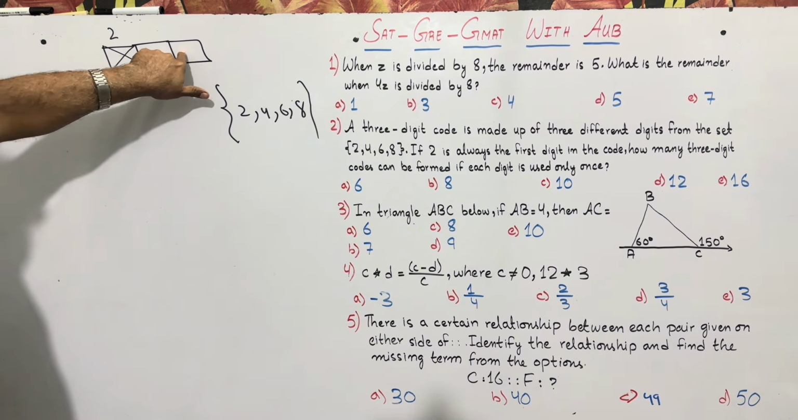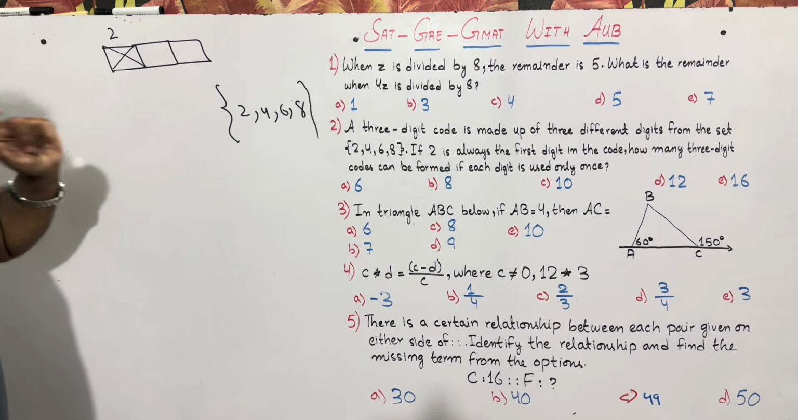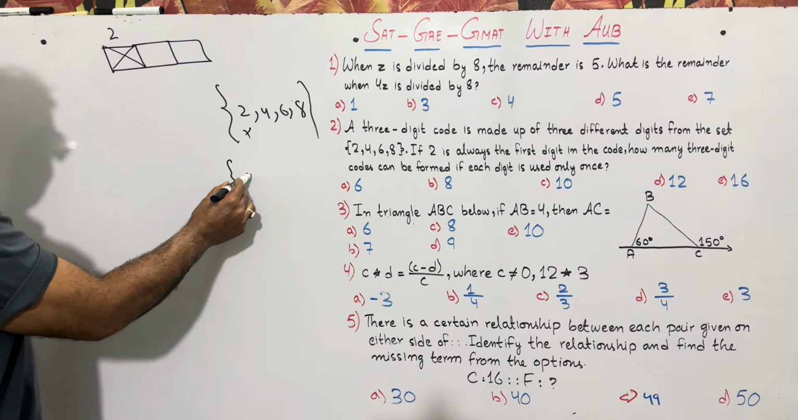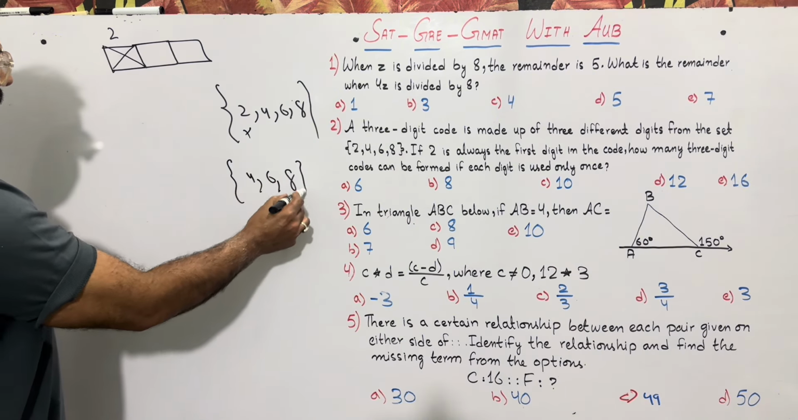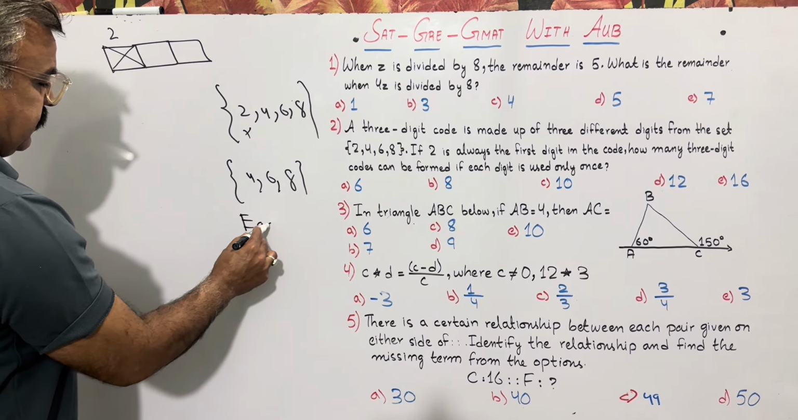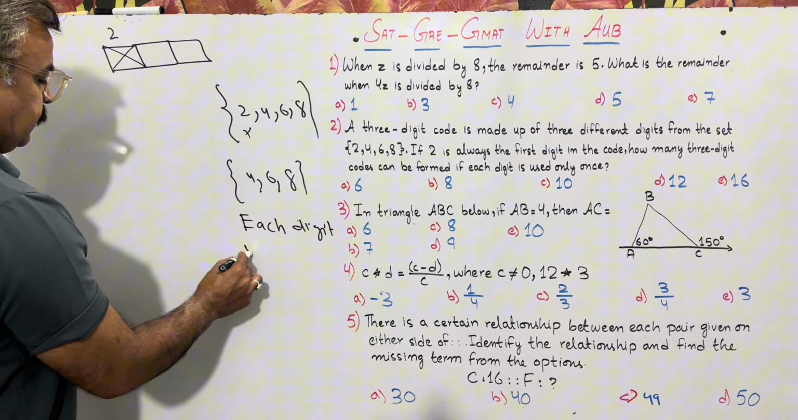Now there is a dispute between the two remaining places. Now 2 is no more available. We have 4, 6, 8, and repetition is not allowed. Each digit is used once.